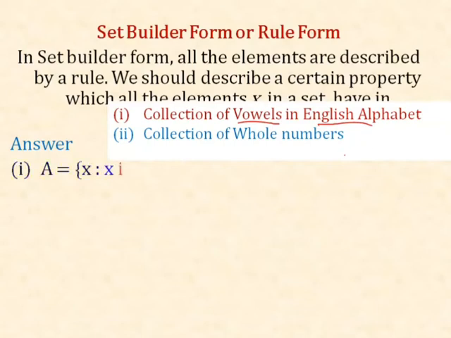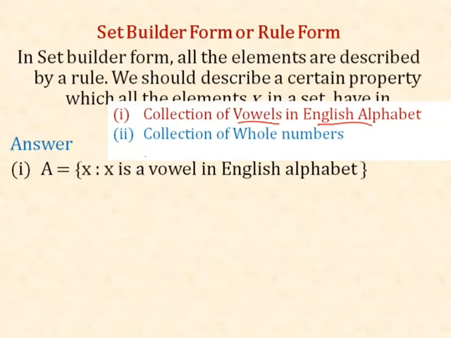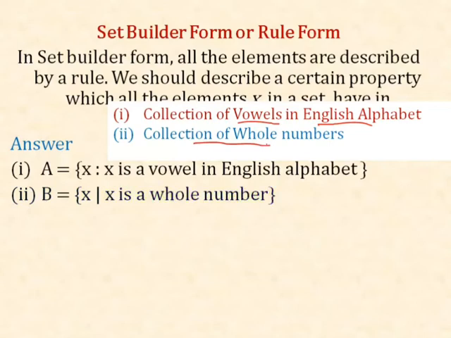So set A equals, in curly braces, we have to write X colon, such that X is a vowel in the English alphabet. So the common property of the given question is vowel in the English alphabet. So we are writing that. And the second one is collection of whole numbers. So B equals X such that X is a whole number.